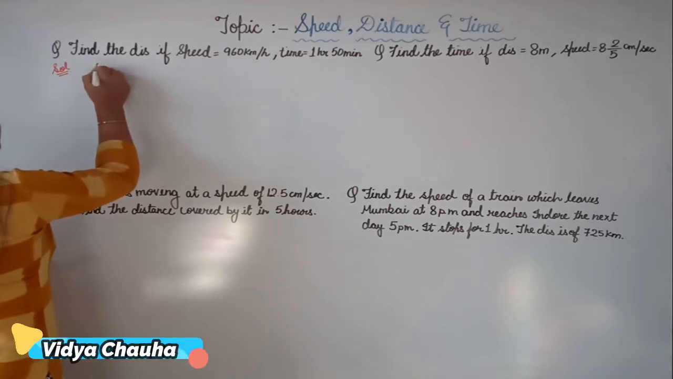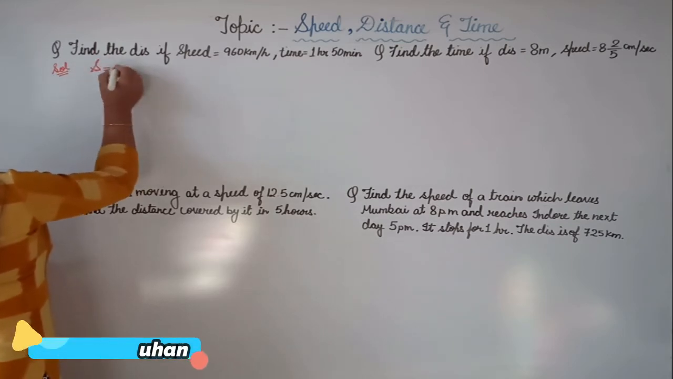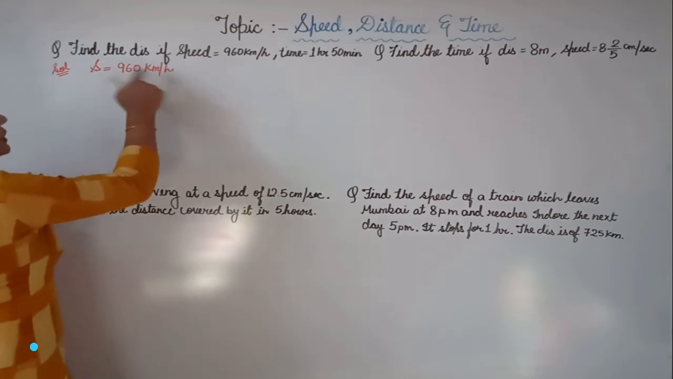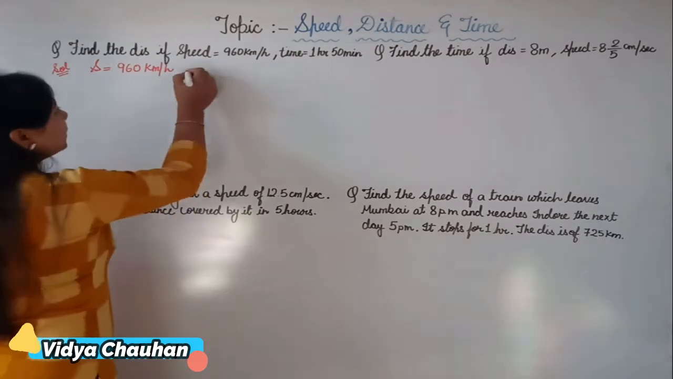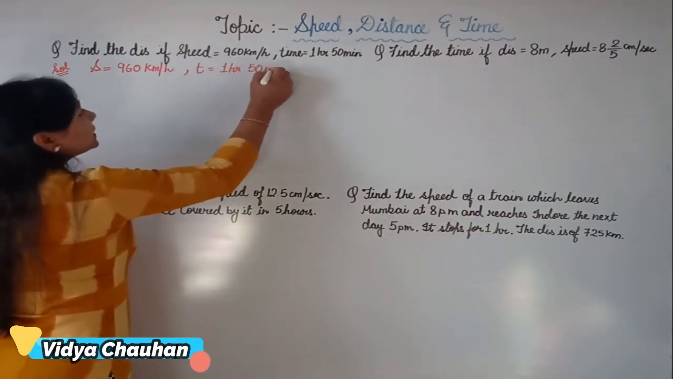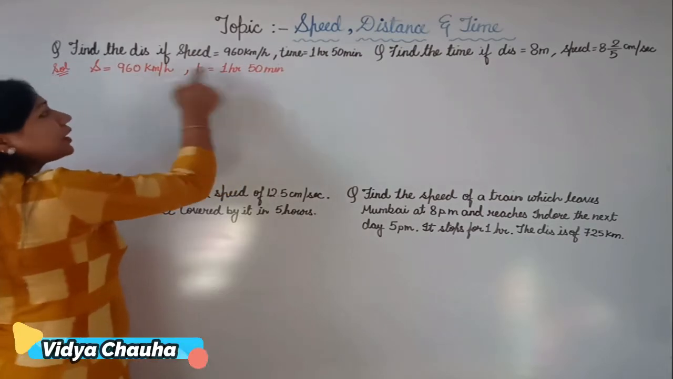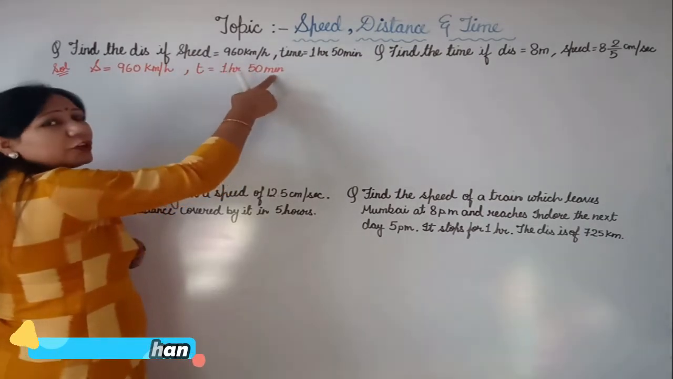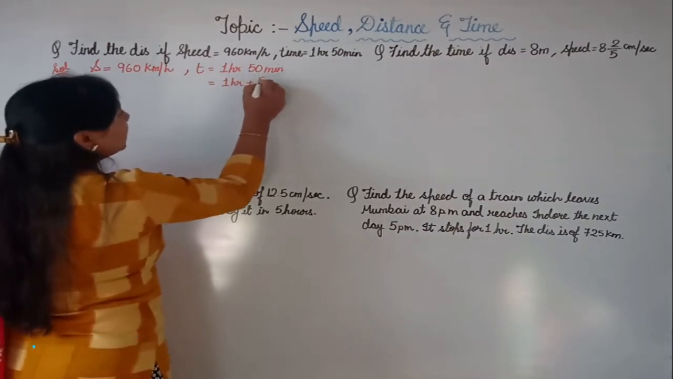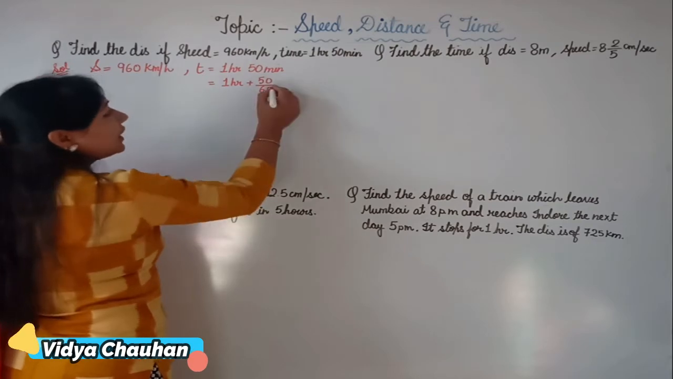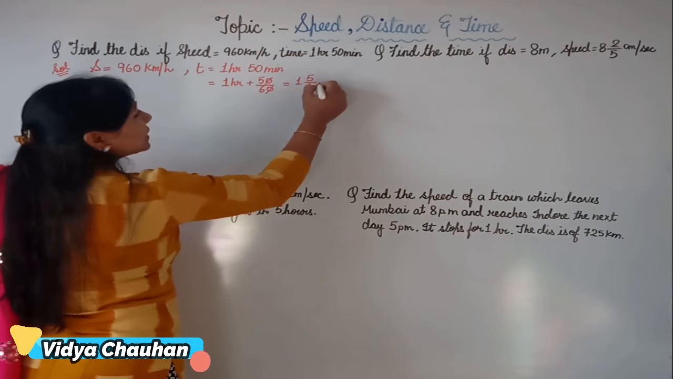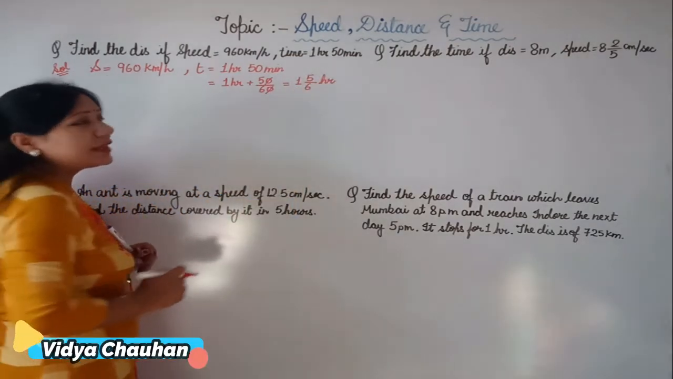Very first, speed. What is the speed given to us? Speed is 960 km per hour. Speed is given in kilometer per hour. Time is 1 hour and 50 minutes. Since speed is in kilometer per hour, we need to convert minutes into hours. So it will be 1 hour plus 50 minutes divided by 60, so you'll get 1 hour and 5 upon 6 hours.